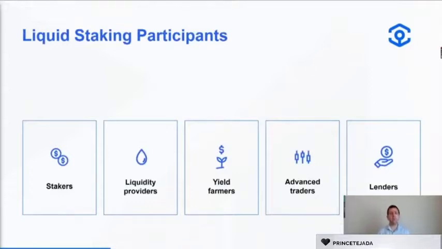So liquid staking has different participants, requiring different levels of knowledge about DeFi. You have the stakers, liquidity providers, yield farmers, and advanced traders who are willing to exploit trading opportunities or even sometimes arbitrage opportunities, meaning zero risk trading opportunities. And lenders, by lending, let's say, Fantom token to Fantom liquid staking holders, have the ability to indirectly benefit from yield farming opportunities on top of liquid staking tokens.